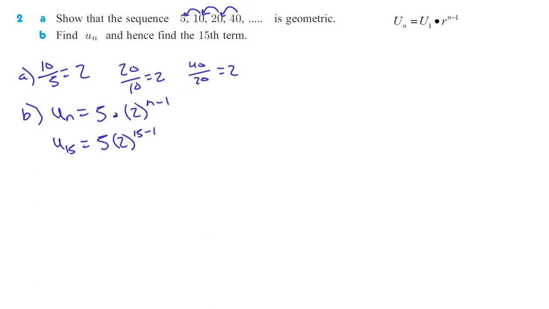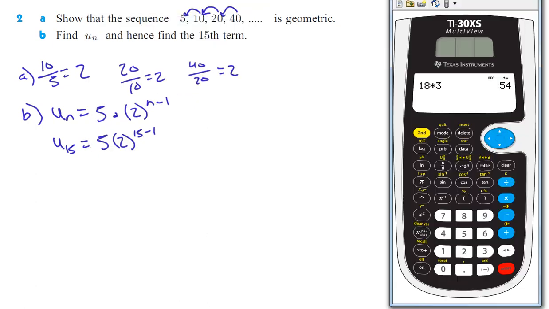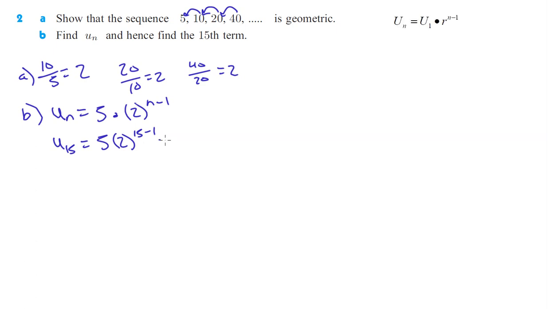So, oops, wrong thing there. Let's pull up our calculator. There we go. So we're going to do 5 times 2, and it's probably easiest to just do 15 minus 1 in your head, so we'll do to the 14th power, push equals, and we get 81,920. Okay, so that's the 15th term.